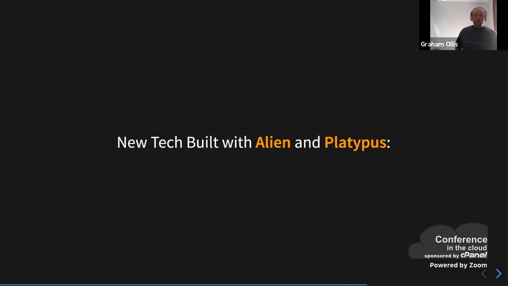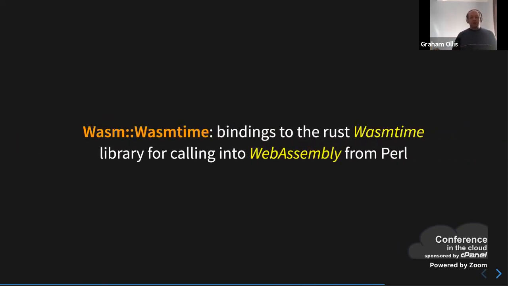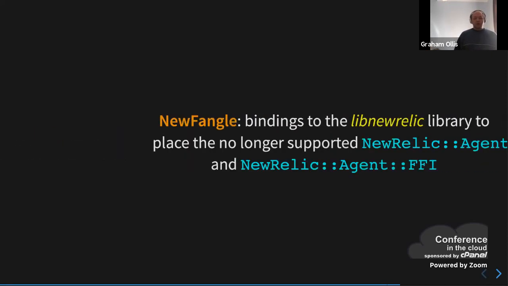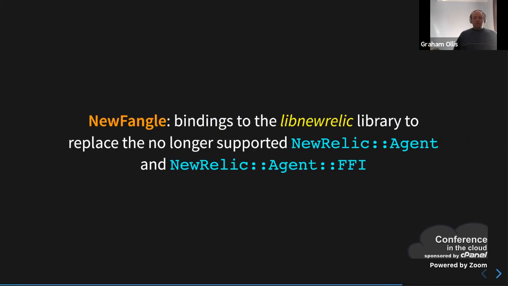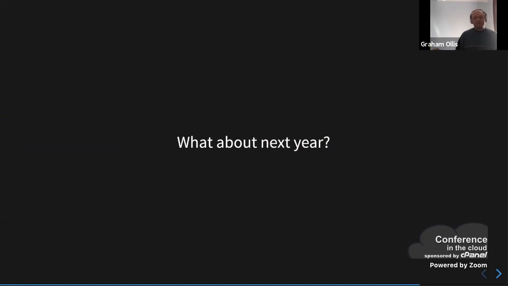With all these new toys, we built some cool things with Alien and Platypus this year, like the Wasmtime bindings for calling WebAssembly from Perl. If you missed the talk that I gave about this project earlier in the week, you can check it out on the Perl Conference YouTube channel. We also have new bindings for New Relic. This is useful for New Relic users in Perl since the older libraries never left beta and are no longer supported.